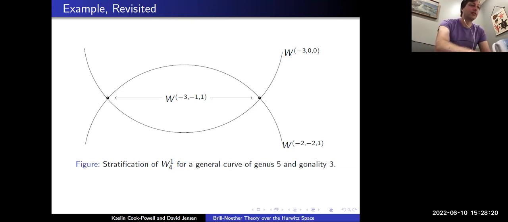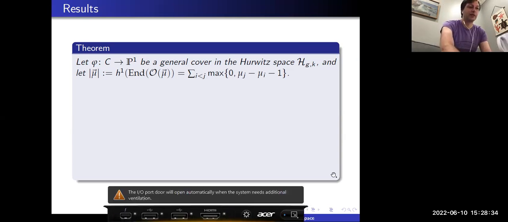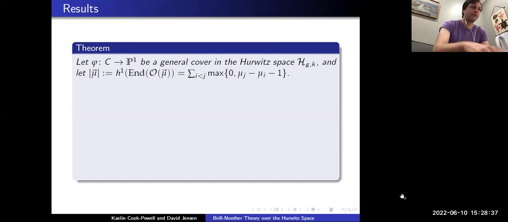Okay, so let's get to the theorem. This is going to be the standard set of results in Brill-Noether theory, but in this setting where the curve comes with a fixed map to P1. Let C be a general cover in the Hurwitz space HGK. I use this notation, mu with bars around it, to denote the expected codimension of the splitting locus, which is one way of writing that is H1 of End of O of mu, but here's a very simple formula for it.